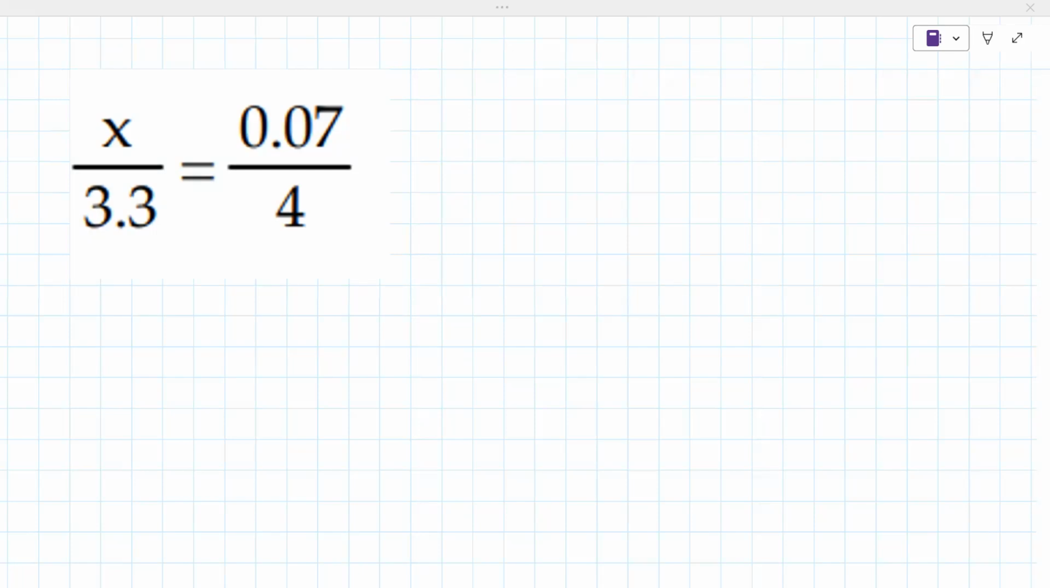X equals 0.06 over 4. Okay, tell me what you did to solve this. So I multiplied both sides by 3.3. Okay, so that is true. That worked. Did you multiply 0.07 times 3.3 or did you divide first? I multiplied first. Okay, so 0.07 times 3.3 is 0.231.